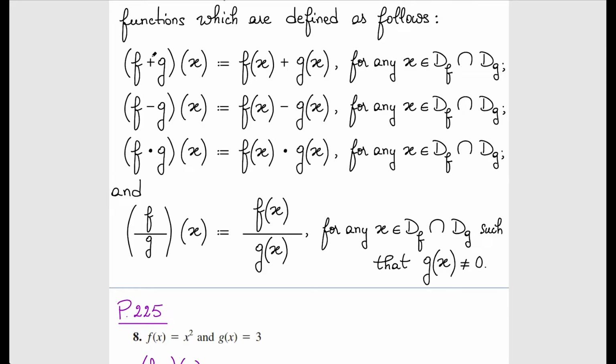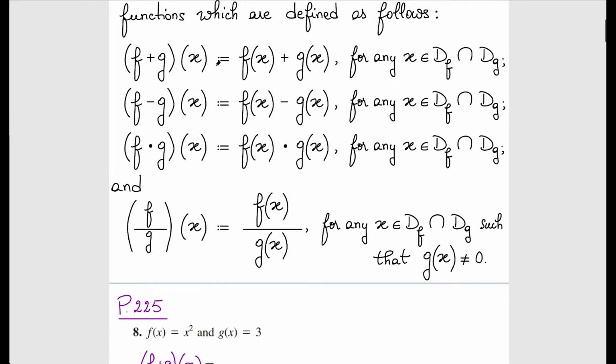One point of reference here: this sum is at the level of functions, and this sum is at the level of numbers, okay? So we're defining the sum of two functions based on our knowledge of how to add two numbers, because this is a number and this is a number, right? We're defining this to be as such. So this is how we are combining the two functions f and g. Similarly here, this minus is at the level of functions and this minus is at the level of numbers, and similarly for the rest, okay?